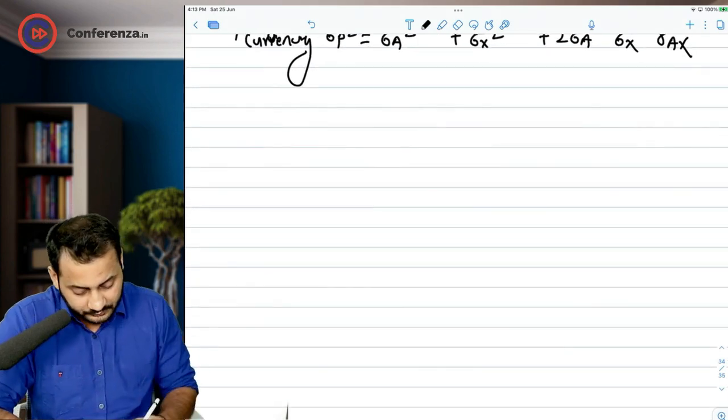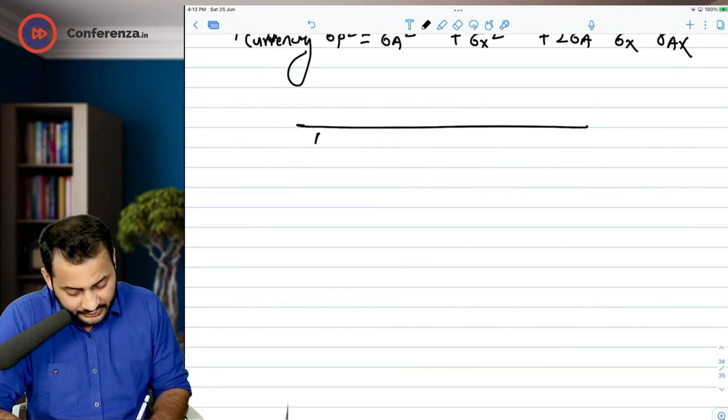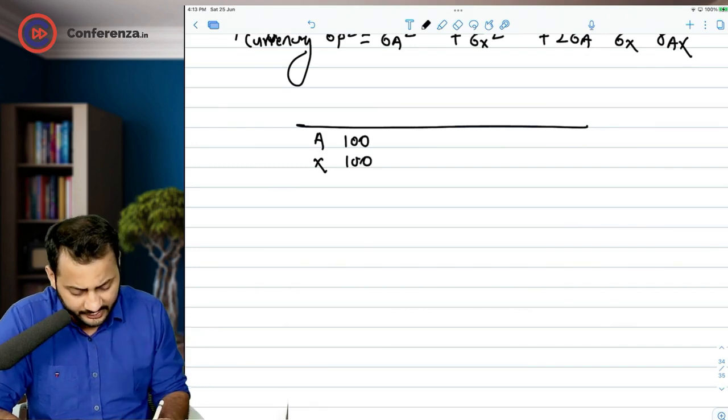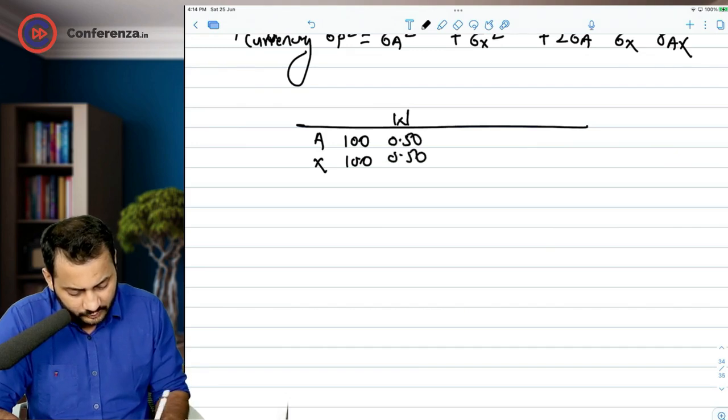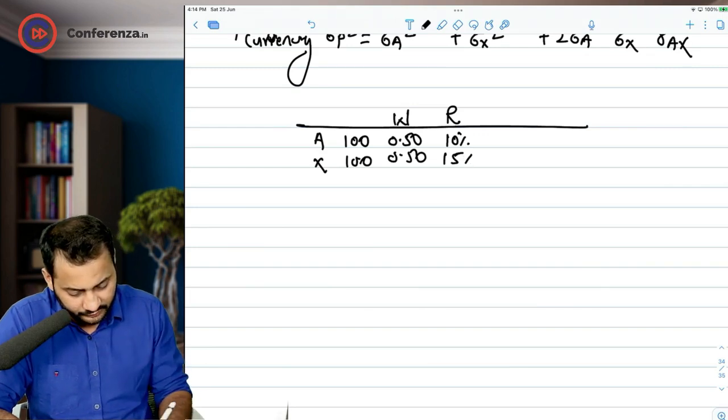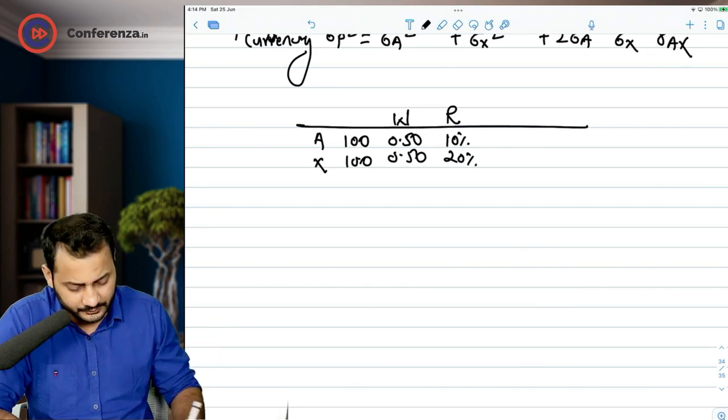Okay. Let's say there are two shares A and X. You have invested 100 crore and 100 crore in this. 100 crore, 100 lakhs, any figure you can take. Okay. The returns, let's say the weight is now 0.5. Let's say the return of these two shares are 10% and 15%. Instead of 15%, let's take 20%. It will be easy for our calculation.